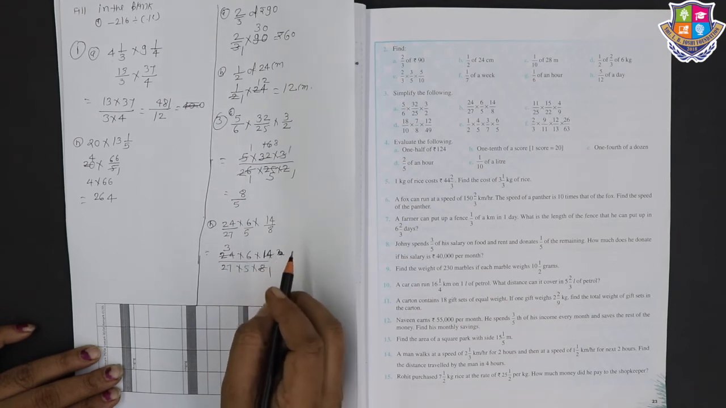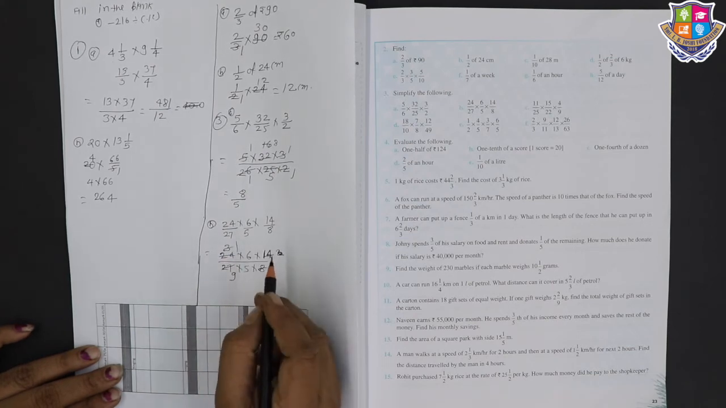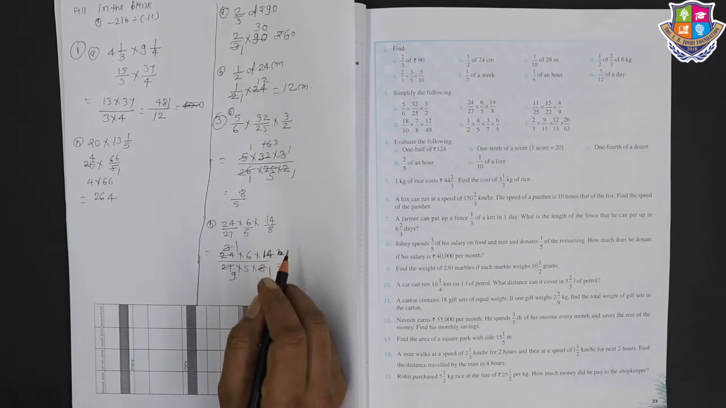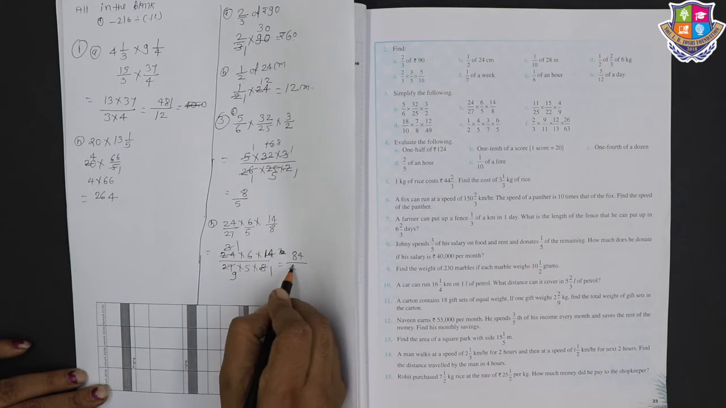Okay, now see how many numbers are there? 3. 3 ones are 3, 3 9s are 27. Okay, now here is the number 6 multiplied by 14. So what will be the answer? 6 14s are 84, and here you have to write 9 5s are 45.